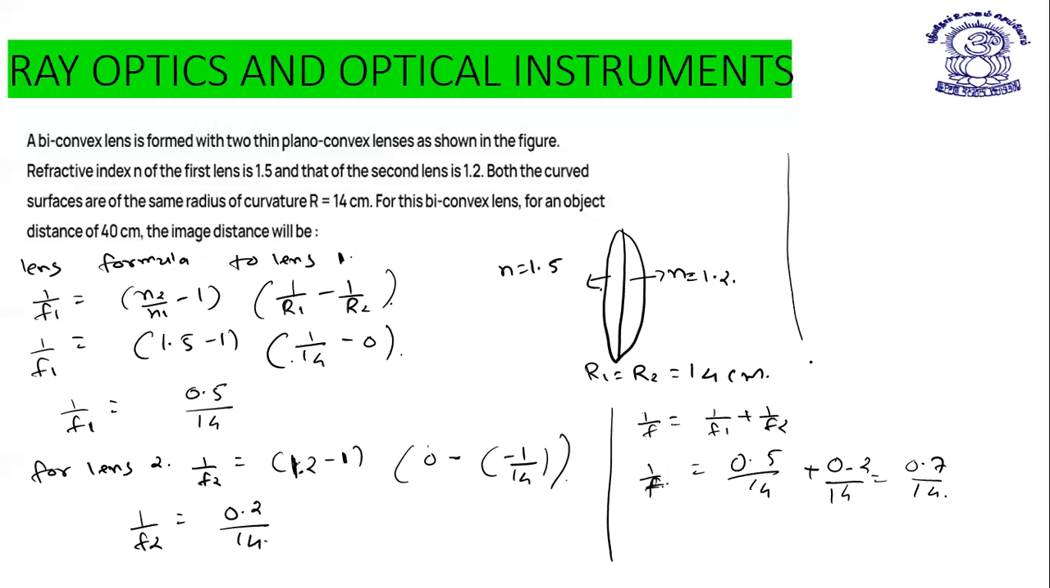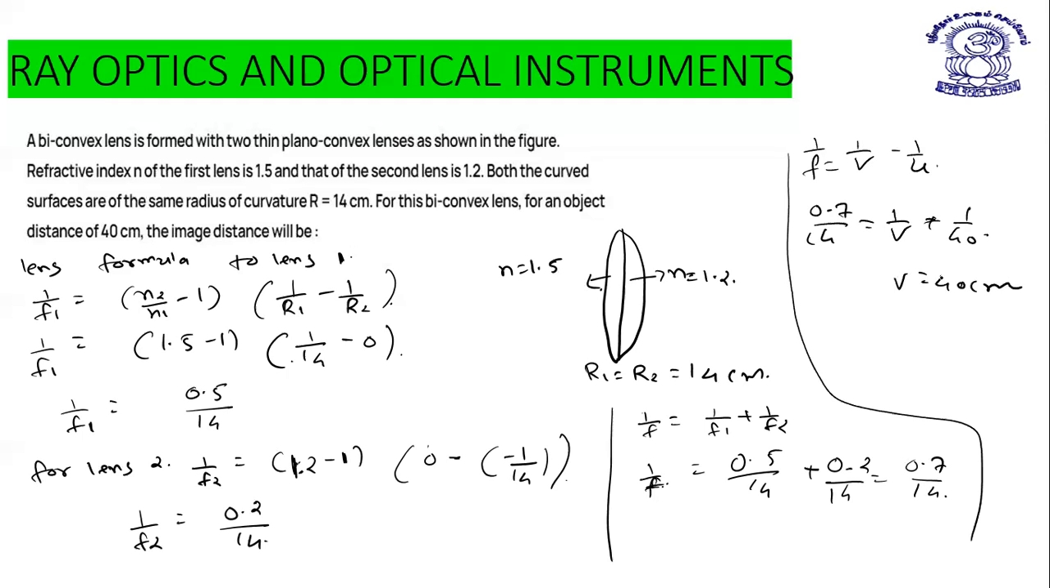Now, using the lens formula, 1 by f is equals to 1 by v minus 1 by u. 1 by f is 0.7 divided by 14. We want to find v, and the object distance is minus 40 centimeter. Simplify this, we will get v is equals to 40 centimeter.